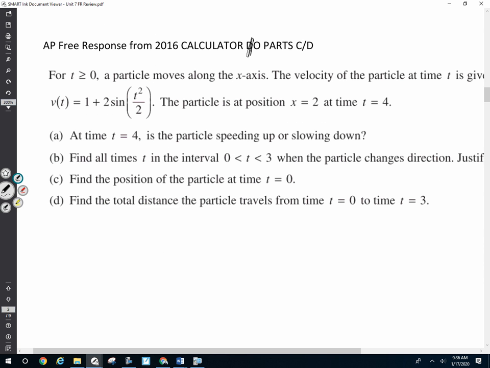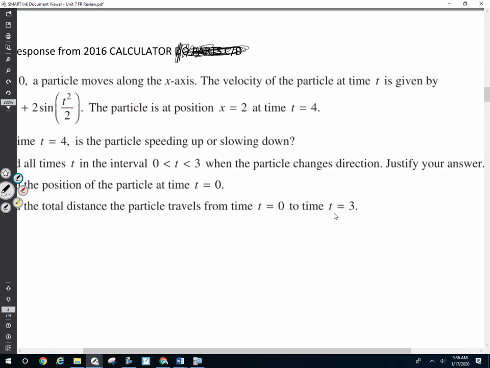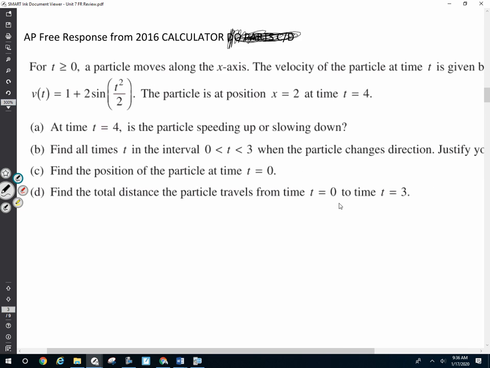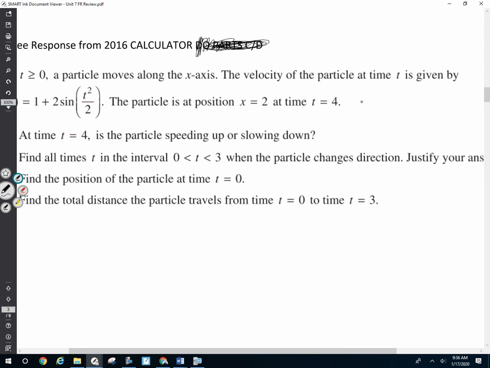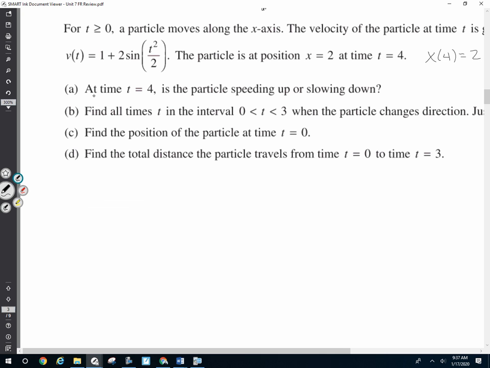Don't do parts C and D. Do everything. Given velocity of a particle, position at time 4 is 2. X of 4 equals 2. This is important, making sure you write this down. At time t equals 4, is the particle speeding up or slowing down?